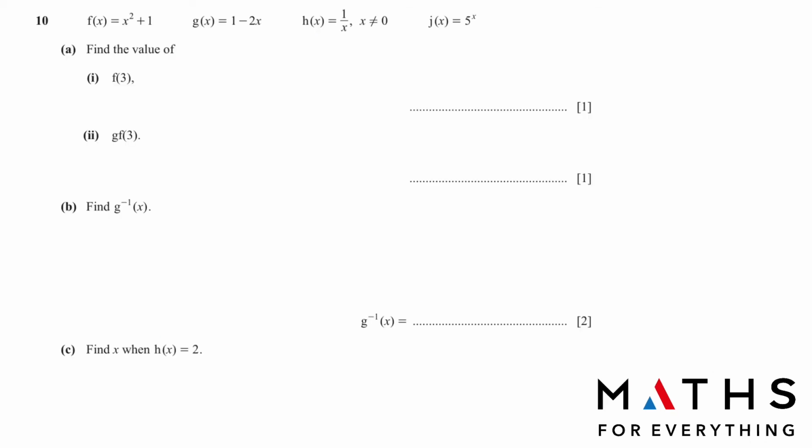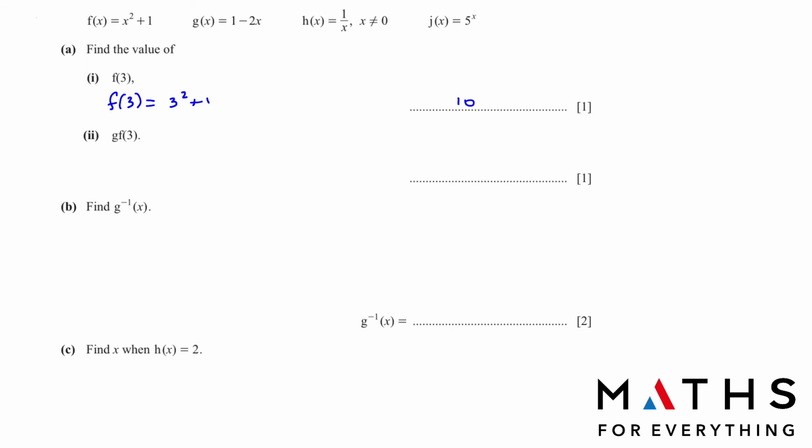Question number 10 is a function question. If you want to learn more about functions, you can go through the videos that I have made on explaining functions and solving past paper questions. Now part A, find the value of f of 3. It means in the function f of x, wherever there is x, we are going to replace it with 3. So it is x squared plus 1. Now it will become 3 squared plus 1, 10.